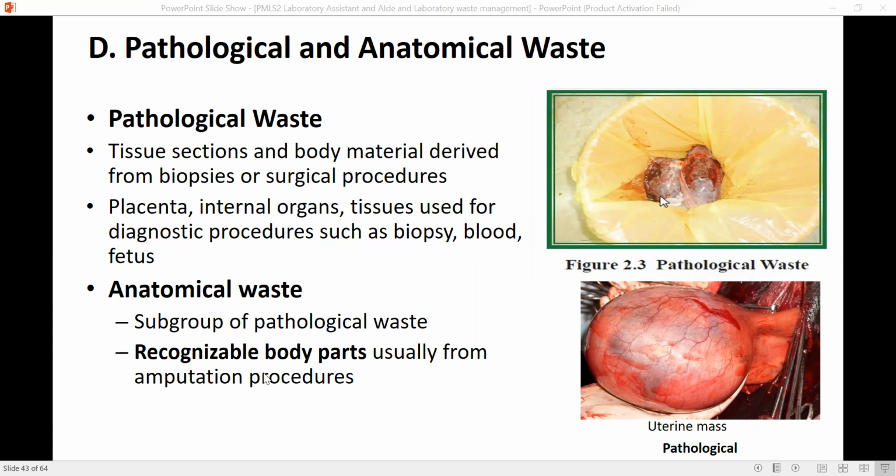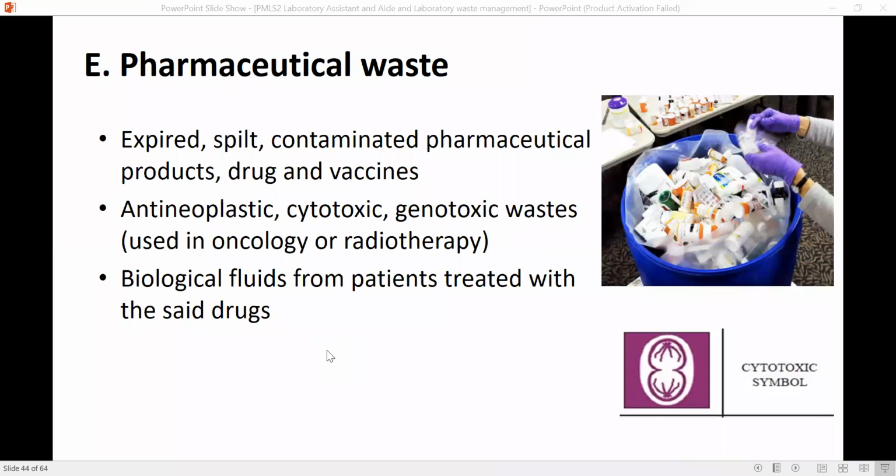But you can see no, yung recognizable body parts. Halimbawa, pinutol na paa, yung mga ganyan. No? Yung kaya daliri. So, nakikita mo pa yung body part. Anatomical waste yun. Okay. So, next now will be your pharmaceutical waste.